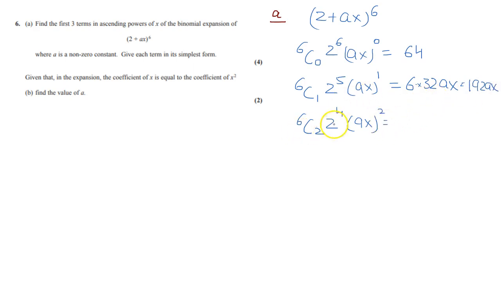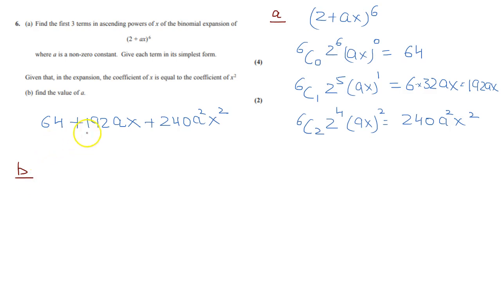Now this one, 6c2, is 30 over 2, 15. Multiply 2 to the power 4, a square x square. So this will be 240 a square x square. So the first 3 terms are 64 plus 192 ax plus 240 a square x square. This is part A.